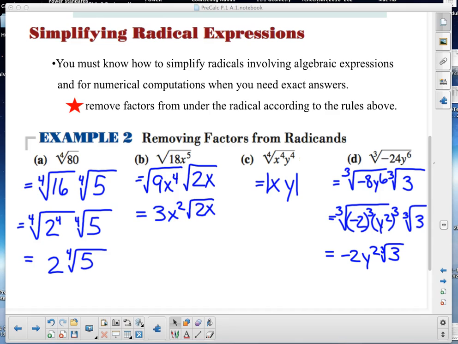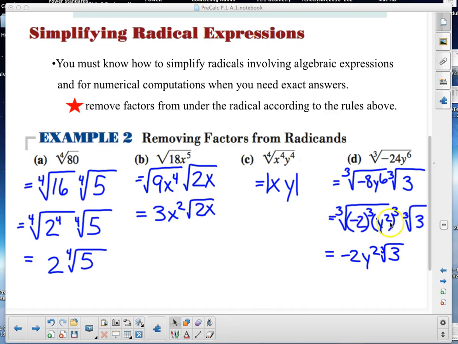In D, I'm taking the third root of negative 24 y to the sixth. I can easily find the third root of negative 8 and y to the sixth, leaving the cubic root of 3 underneath, and I am able to reduce and come up with negative 2y squared times the cubic root of 3. Please keep in mind, you must show your index.